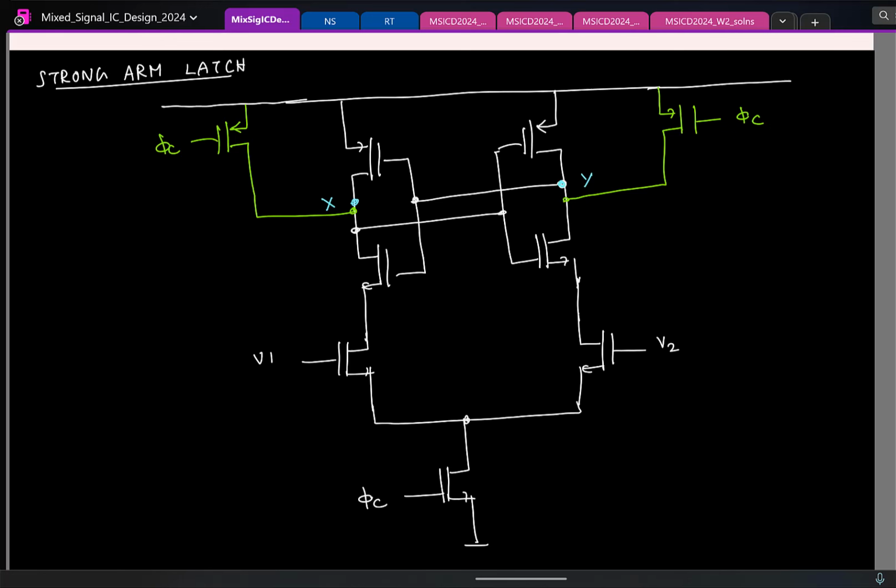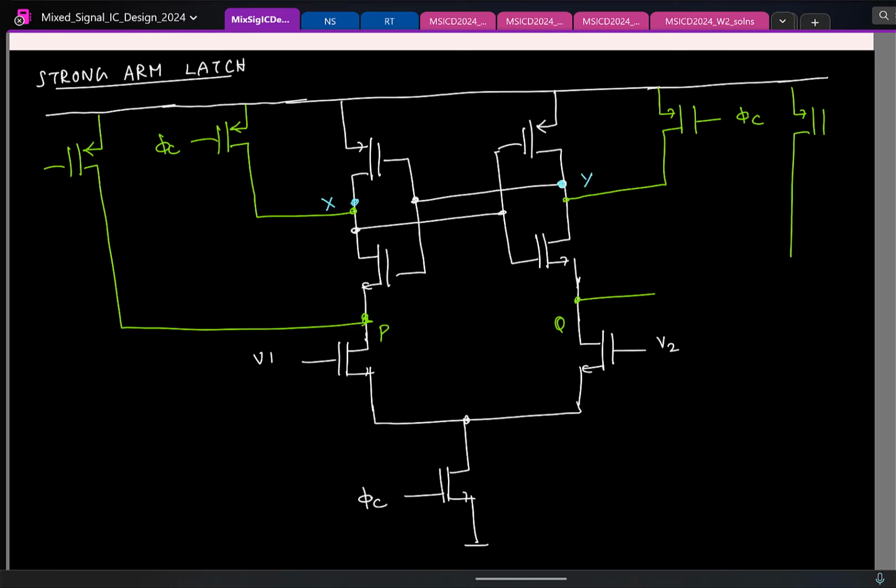And in practice, we do another modification. Just like how we reset these nodes, we also reset these nodes. Let's say call it P and Q. For similar reasons we do this also. Okay. We'll have another switch here. Fine.